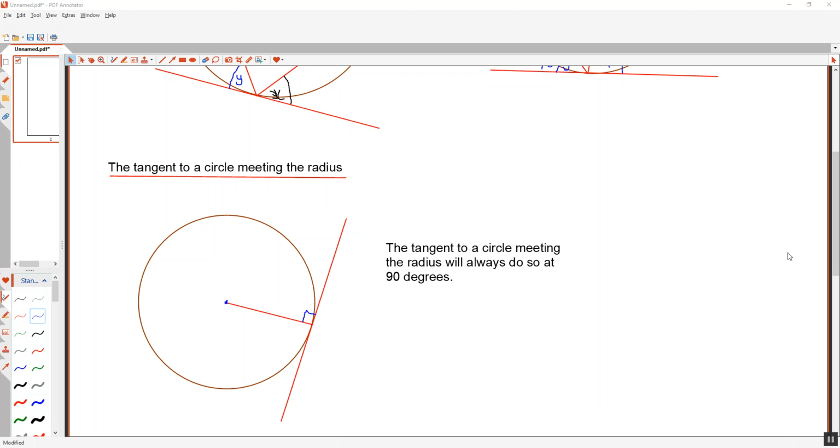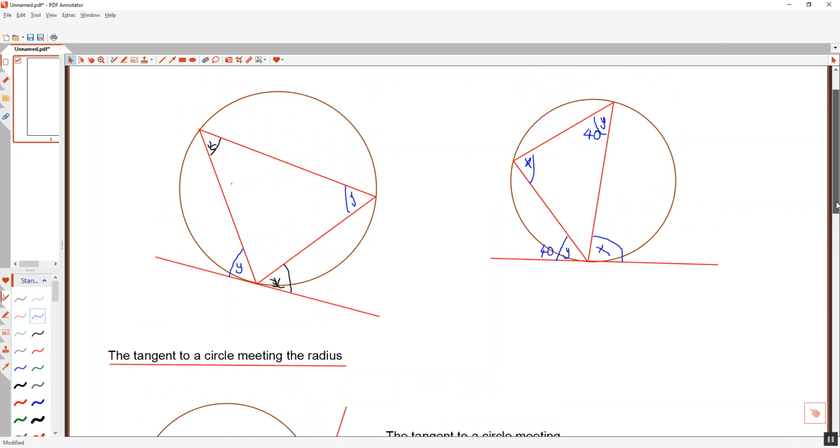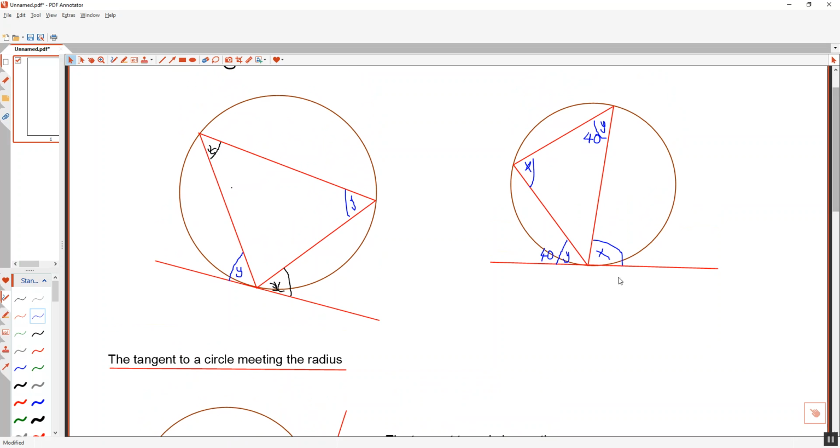Just to clarify, this one is different to this one in what way? Because we've got the tangent. Why isn't this 90 degrees? You have to be specific. Why is this not 90 degrees? Because the line's not going through the middle. Okay, good. Because this is not the radius. Yeah, that's the important thing.